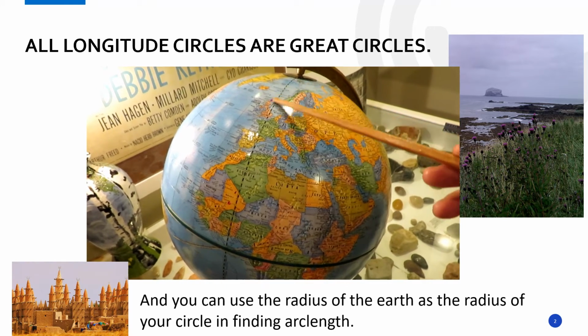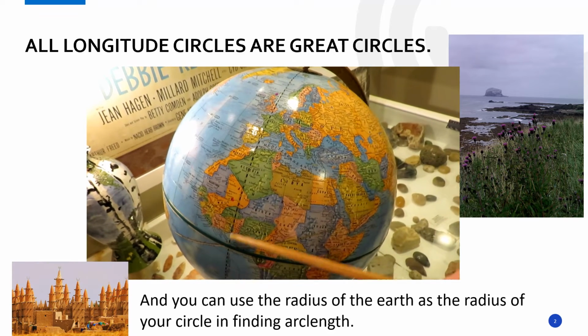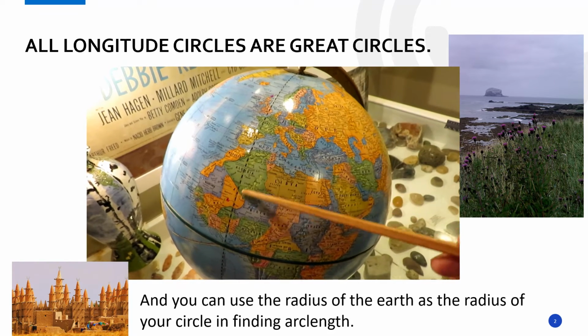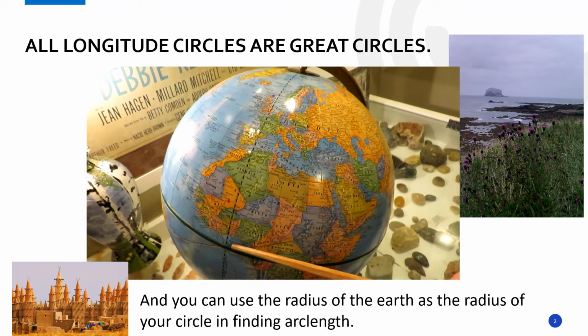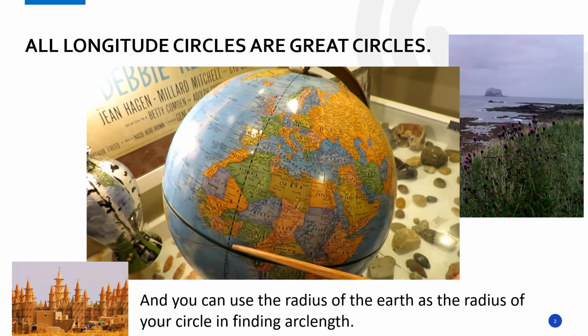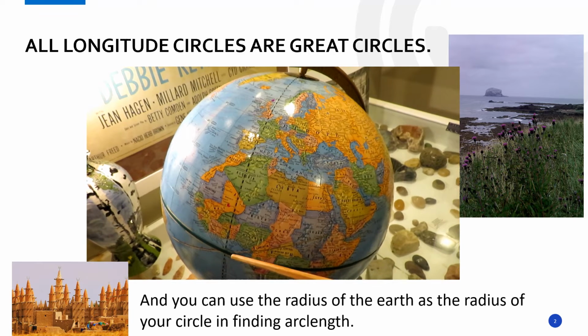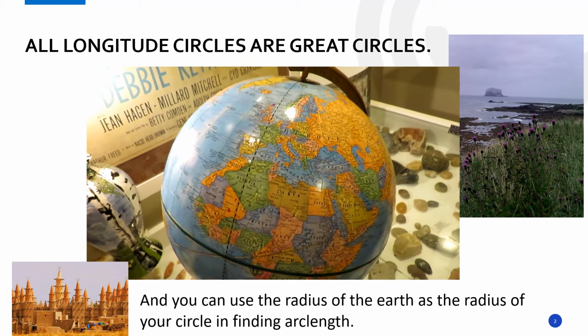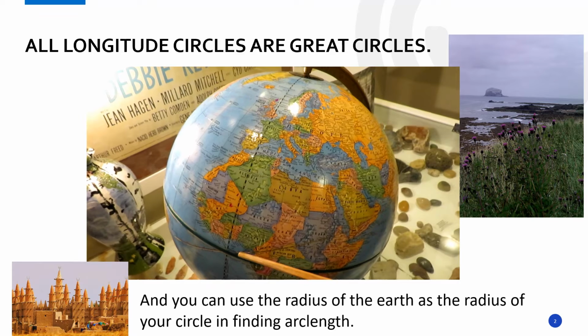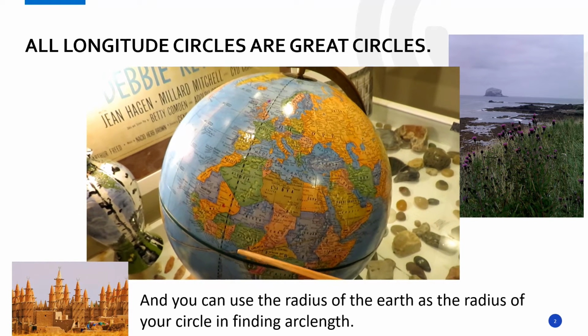All of the circles of longitude, like the prime meridian that's shown here, also are great circles. They contain the center of the Earth as their center, and they also have radius 3,960 miles. Approximately. The Earth is not a perfect sphere, we know, but close enough.